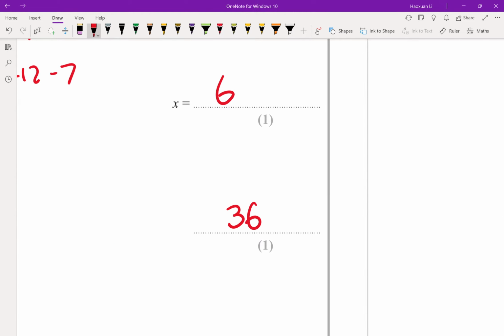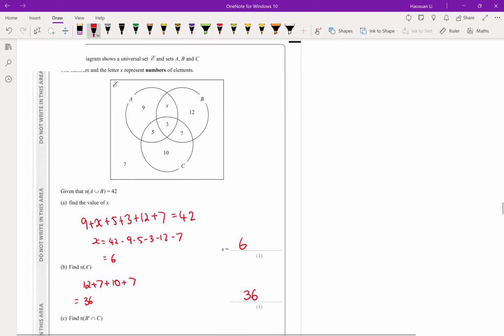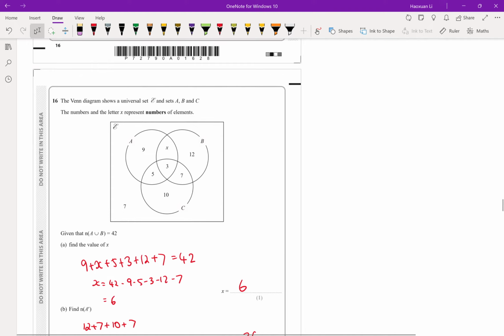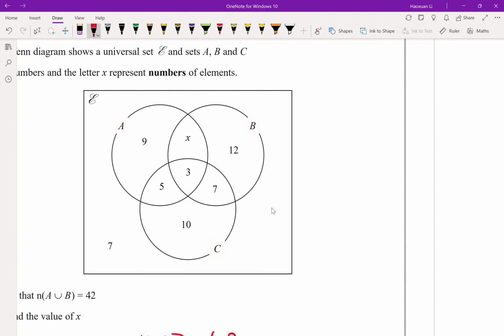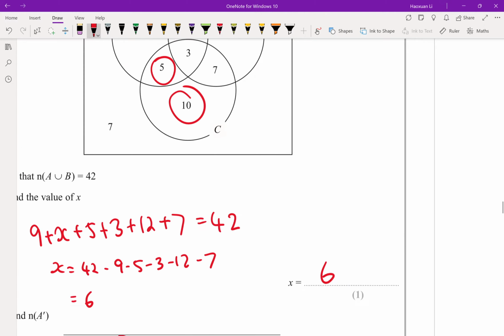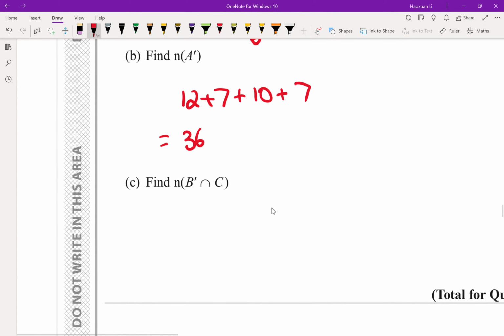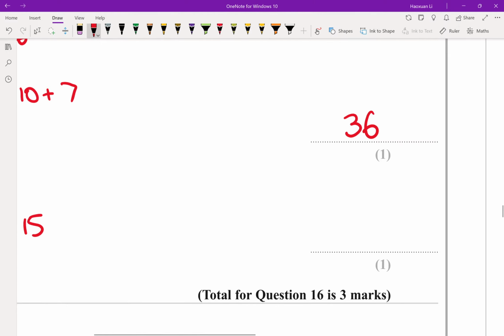So 36 here. Find the number outside B intersecting with C. So outside B is everything there, and only in set C is this set, so you only have 5 and 10. If you add them together, this should give 50.